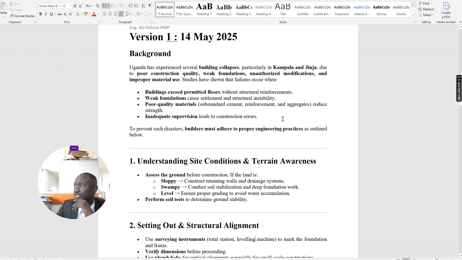Because sometimes when buildings collapse, they begin saying the engineers are there, they're not helping, and yet you cannot just go to somebody's site and start saying, hey, introduce yourself. No, that will be trespass.